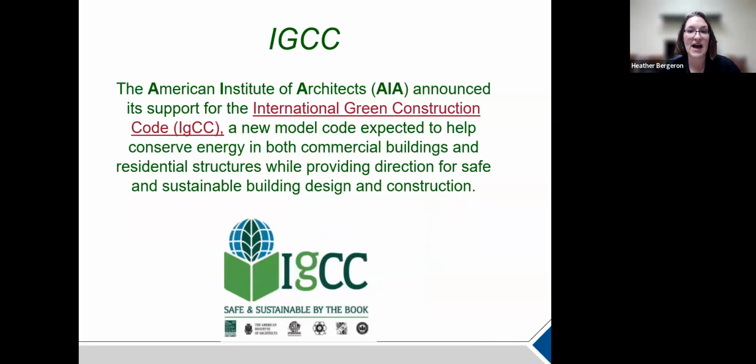You have the IGCC. Here we are with the American Institute of Architects, the AIA, announced its support for the International Green Construction Code. So this is a new model code that is expected to help conserve energy in both commercial buildings and residential structures while providing direction for safe and sustainable building design and construction.